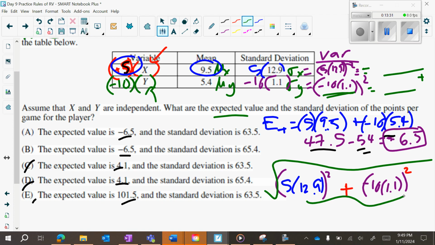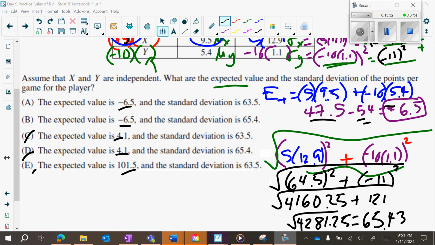Okay, so I ended up getting choice B, which is 65.43. Sorry, 65.43. And here's my work, if you want to see it. I multiplied, squared, added the variances, square rooted.